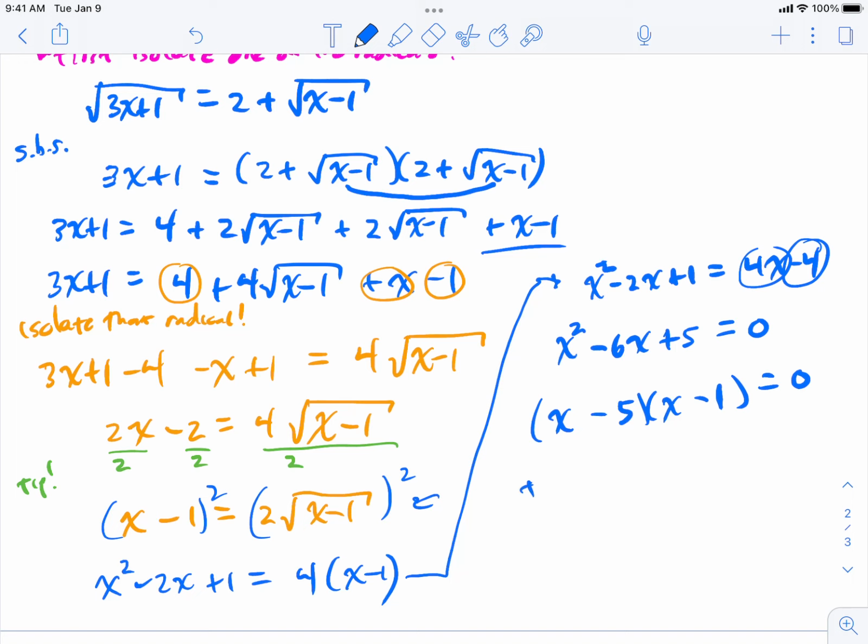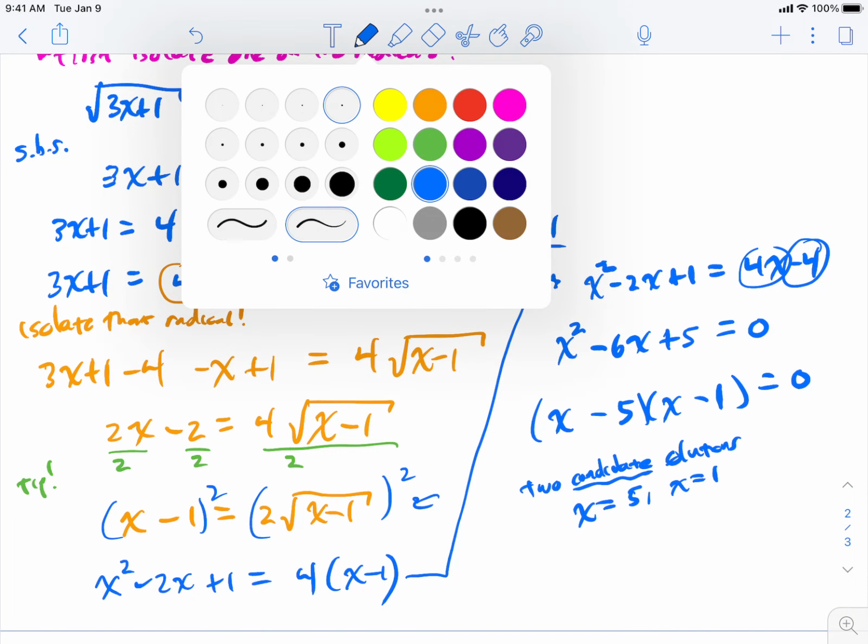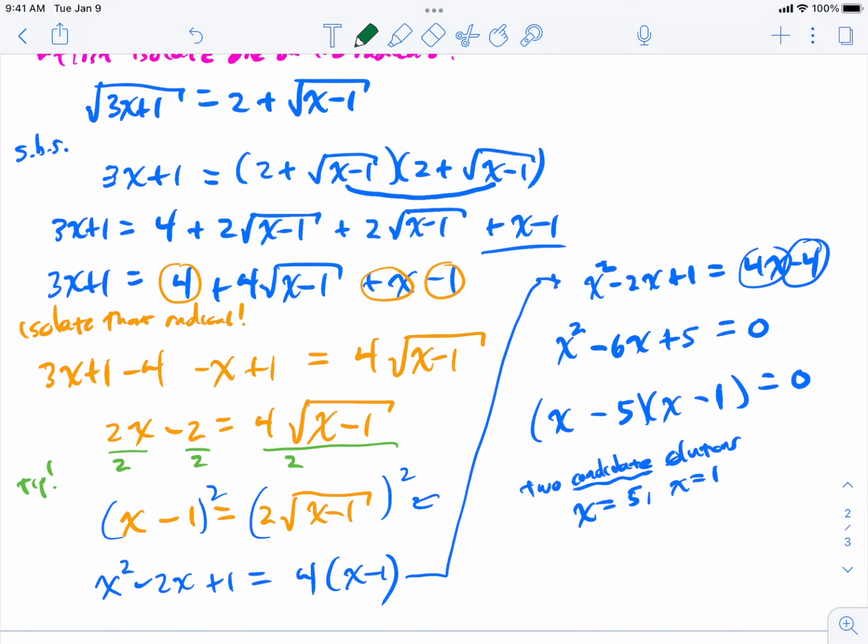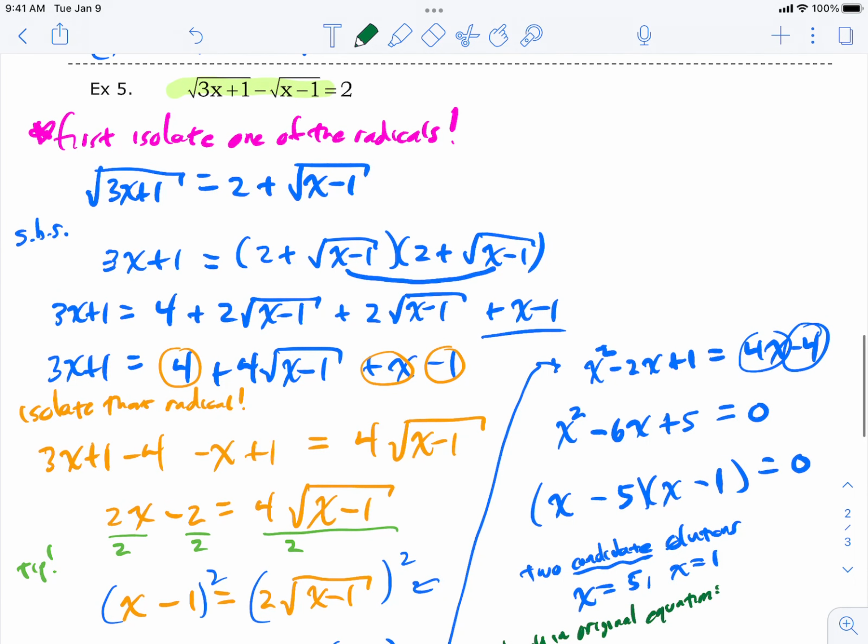And so we've got our 2, once more, these are candidate solutions. X equals 5, x equals 1. You have to verify in the original. So back to the original. Check in original equation. So where's the original equation? There it is. So if I check the 5, square root of 3 times 5 is 15, minus 5 minus 1 is 4. Does that equal 2?